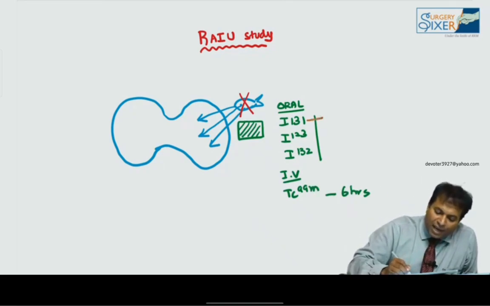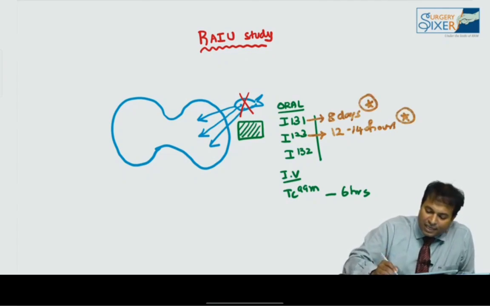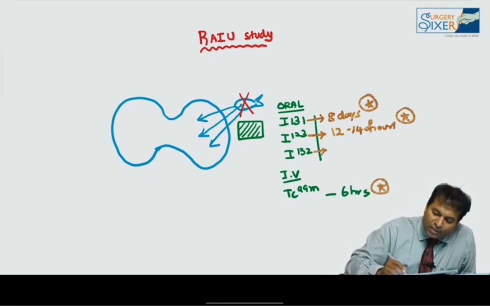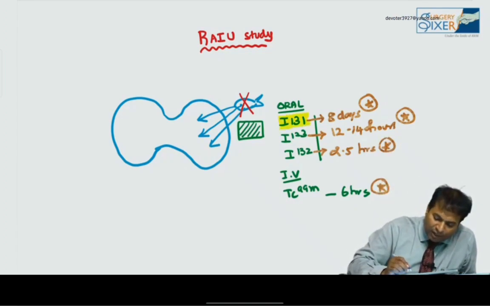Whereas iodine 131 has a half-life of 8 days. Iodine 123 has 12 to 14 hours. Please remember, though I am telling very fast, you should not forget these values. Iodine 131 is 8 days, iodine 123 is 12 to 14 hours, technetium 99m is 6 hours, and iodine 132 is 2.5 hours only. So in practice we use only iodine 131 and 123.